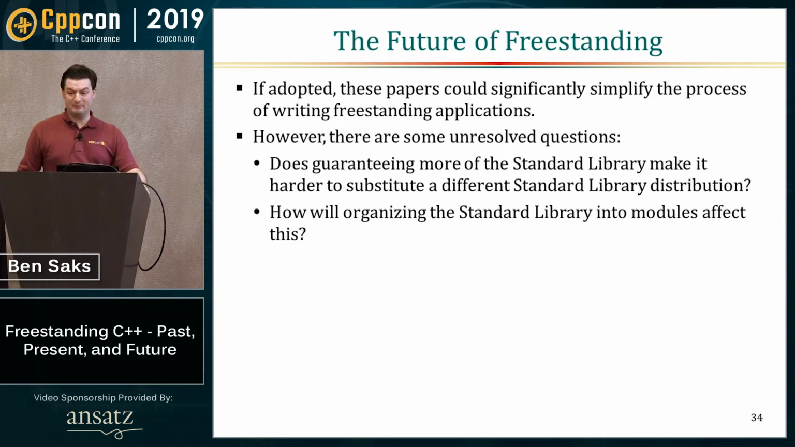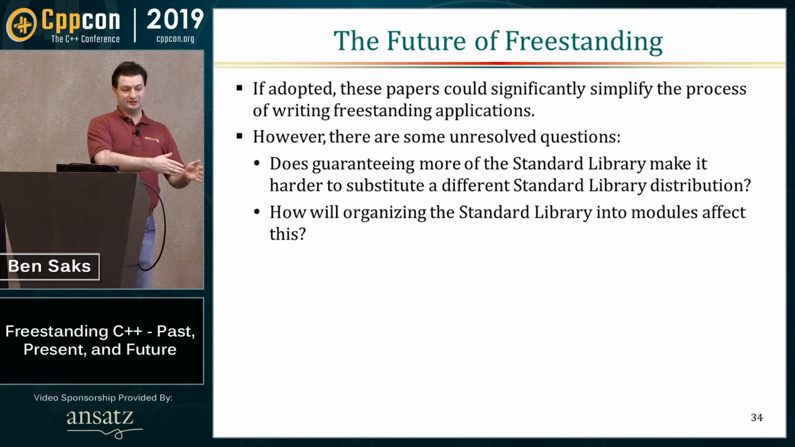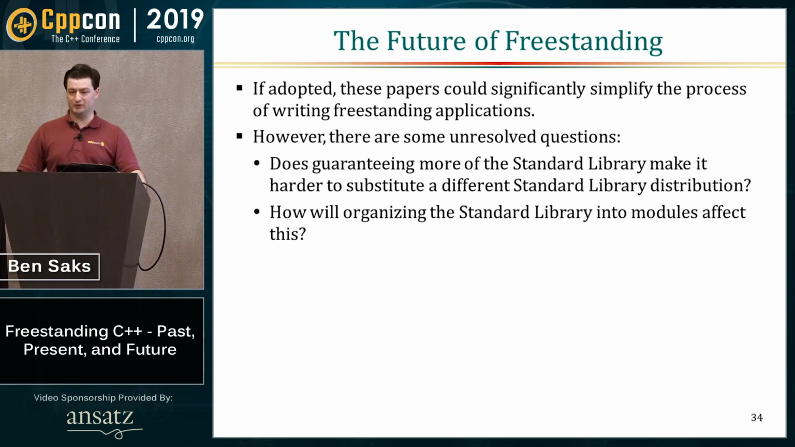Now, if these papers are adopted, they could simplify the process of writing freestanding applications, but there are still some lingering questions. So, for example, one of the concerns that we've run into is that guaranteeing more of the standard library is available in freestanding implementations would make it harder to substitute a different library distribution for the one that comes with your compiler. It's not clear to me that that has to be the case. If you still want to use a standard library distribution, whatever you're substituting in place of the library that came with your compiler would just have to also include all of the new things that would now be required of freestanding.